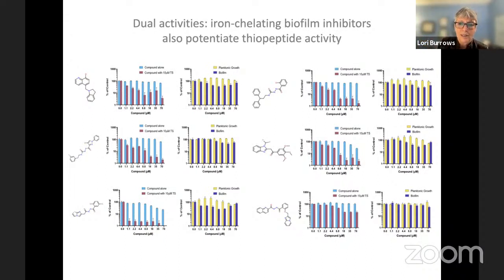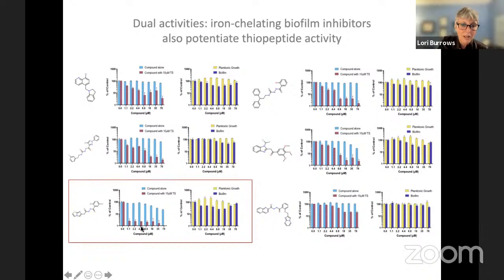So these are just examples of 6 compounds that came out of our recent screen for things that inhibit biofilm. In the purple and yellow graph, you can see that these compounds don't inhibit growth, but they also block biofilm formation to various extents. And in the blue and pink graphs, we have the effect of the compound alone on growth and the effect of the compound when you combine it with Thiostrepton. And you can see that many of these compounds will kill the bacteria in the presence of Thiostrepton because it's chelating iron.